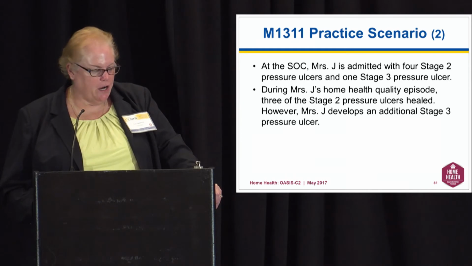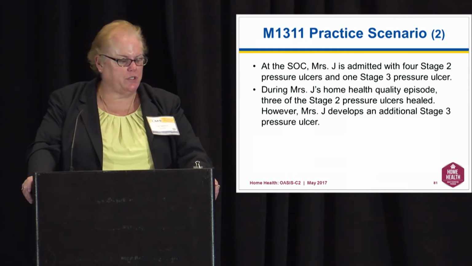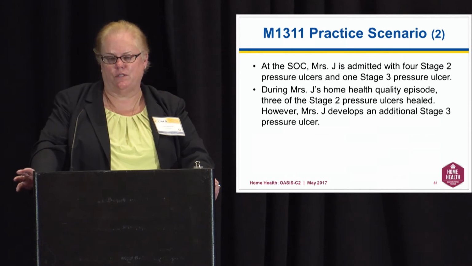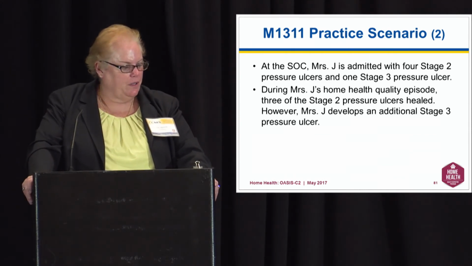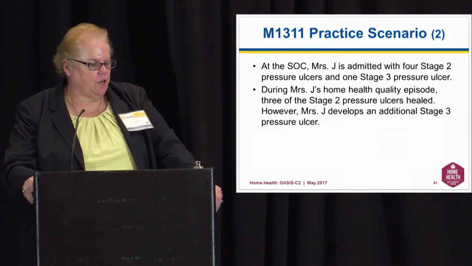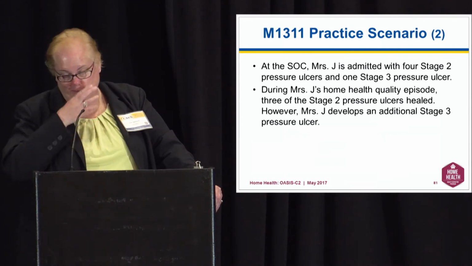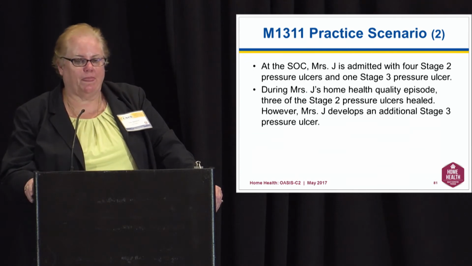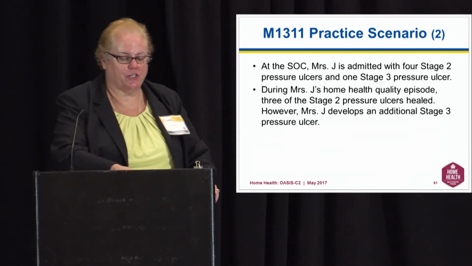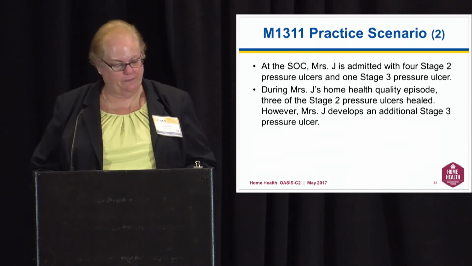So at start of care, Mrs. J is admitted with 4 stage 2 pressure ulcers and 1 stage 3 pressure ulcer. So this is someone who has 5 ulcers. And during Mrs. J's home health quality episode, 3 of the stage 2 pressure ulcers healed. However, Mrs. J develops an additional stage 3 pressure ulcer. You've got the scenario, and it's actually written on the top of your sheet. So go ahead and do your coding.